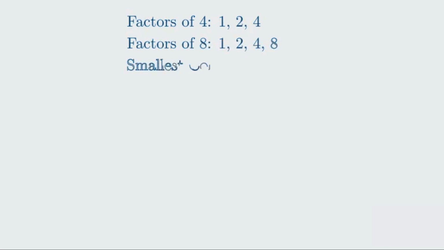So how do we find that common base for 4 and 8? The trick is to look for the smallest possible number. Let's list the factors of both numbers. The factors of 4 are 1, 2, and 4. The factors of 8 are 1, 2, 4, and 8. From these lists, we can see that the smallest common factor besides 1 is 2. This means we can express both 4 and 8 as powers of 2.